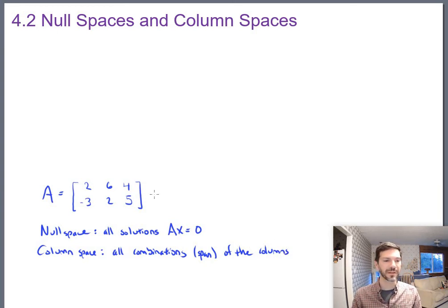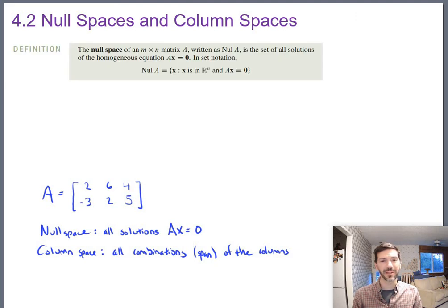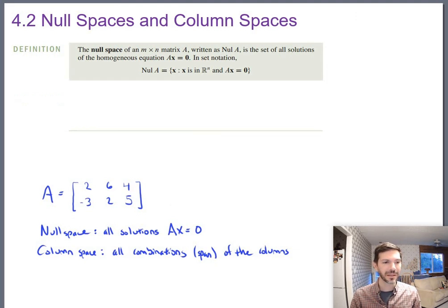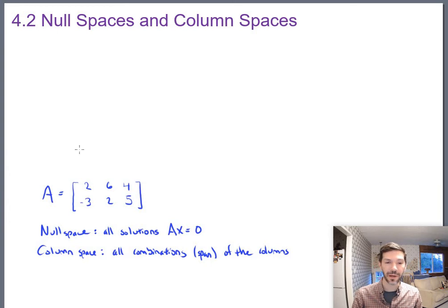So the book defines these a little more formally, not much more formally. They say the null space is written this way: Null A is the set of all solutions to Ax equals 0, and then they do some set notation, which doesn't matter. And likewise, the column space is written Col A, the set of all combinations of the columns of A. In other words, it is the span of the columns that make up A. Okay, so not much fancier than what I just wrote down here. Let's take a look at some examples for my particular little A.